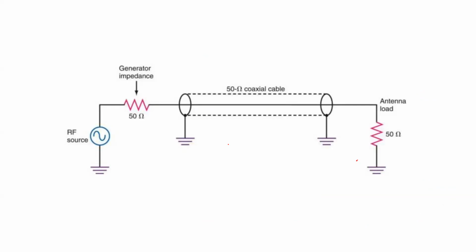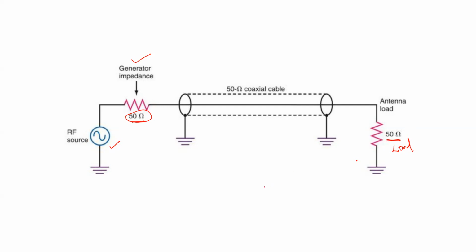An example of a transmission line is given here. This is the source. Here we have a transmission line. This is called source impedance, or you can name it as generator impedance. The impedance is 50 ohms. At the other end, we are going to have a load. The load is mentioned here as an antenna. The load impedance is also equal to the characteristic impedance of the transmission line, which is equal to 50 ohms.